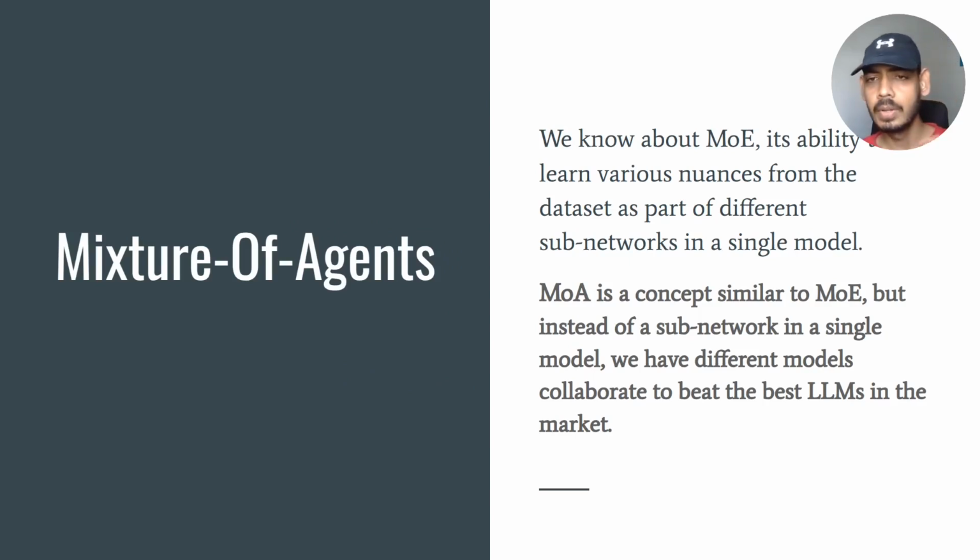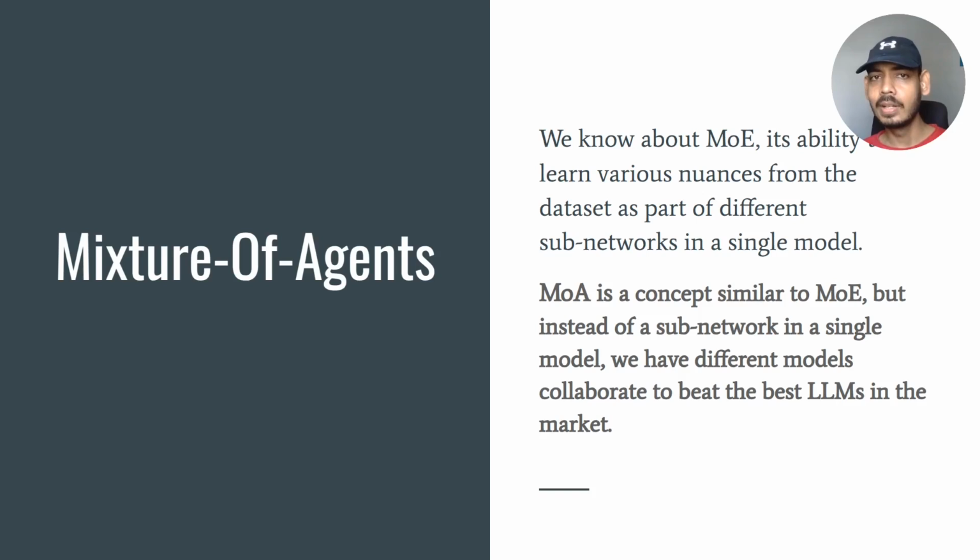So in one of the previous videos, I talked about MoE, which is mixture of experts, where you have multiple subnetworks in a single model, where each of the subnetworks tries to understand the nuances of a data set. For instance, if you have a text data set, one subnetwork will understand the grammar, another subnetwork will understand the noun phrases and similar other structures in your text.